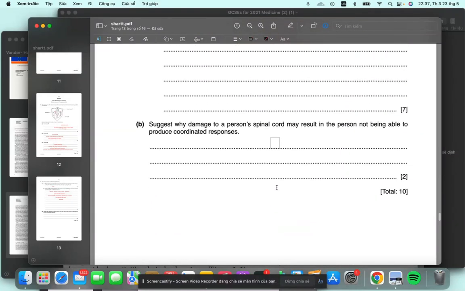Damage to the spinal cord hosts relay neurons. What else? It is part of the CNS, the central nervous system. The spinal cord hosts the relay neurons, and when it gets damaged, the relay neurons cannot work.